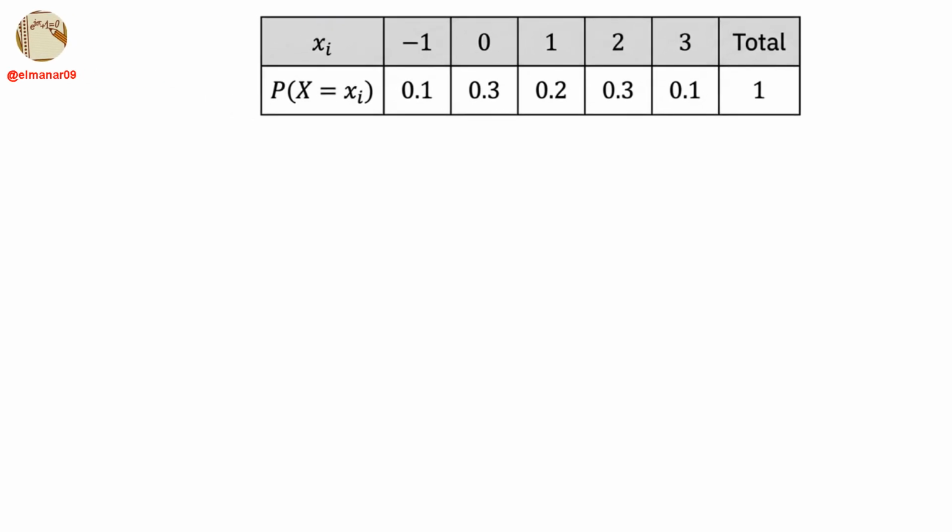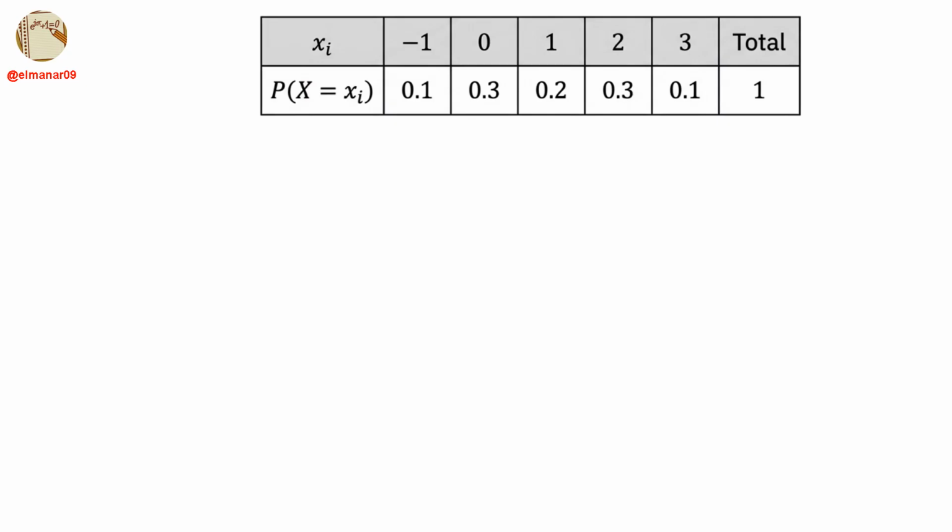Take a good look at the table at the top of your screen. Here, we have a random variable x that can take 5 distinct values: -1, 0, 1, 2, and 3. For each value xi, we have an associated probability P(X = xi). Notice the precision. The total sum of these probabilities, 0.1 plus 0.3 plus 0.2 plus 0.3 plus 0.1, is exactly equal to 1. This is the golden rule, my children.